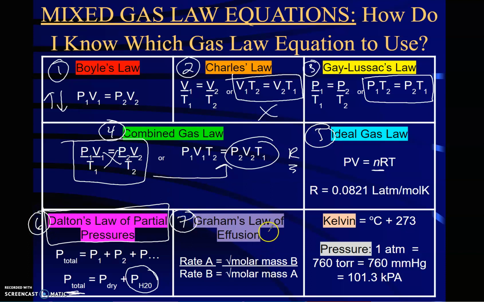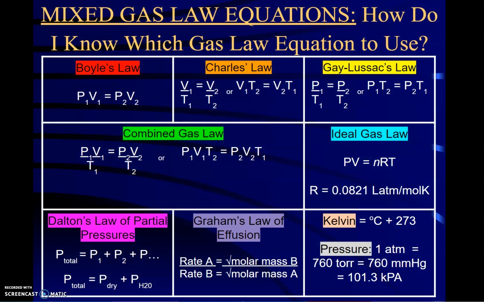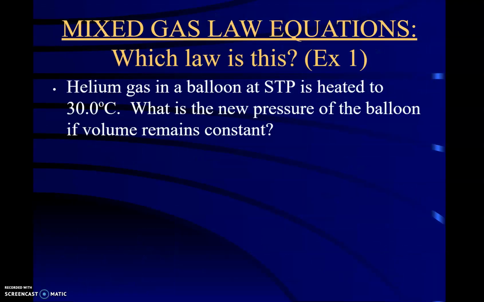And then lastly, we have Graham's law of effusion, where we compare the rate of gas A to the rate of gas B by looking at the square root of the molar mass of B compared to the square root of the molar mass of A. And then just some extra little things to remember. Our Kelvin temperature is our Celsius temperature plus 273, and our pressure unit conversions are with atmospheres, torr, millimeters of mercury, and kPa. So we'll be taking a look at this slide again when we try to figure out what kind of gas law we need.